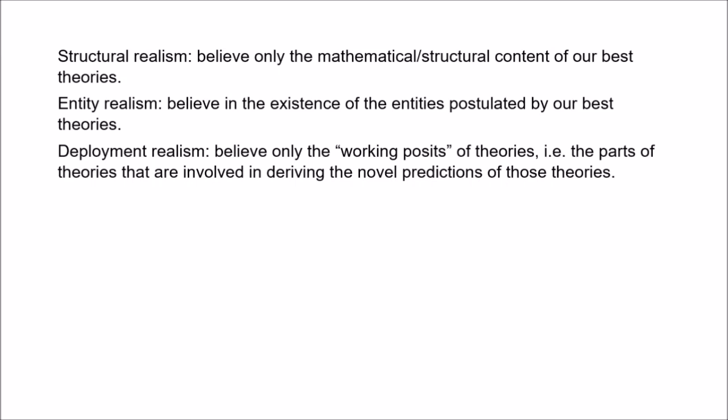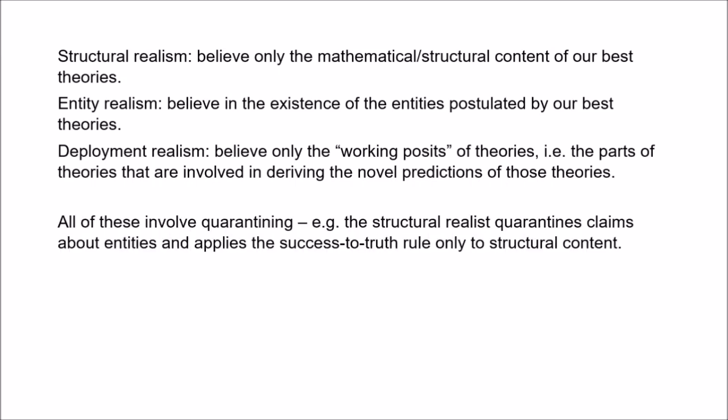Hence, Kitcher argues that we find that the working posits of past successful theories are retained over time, while the presuppositional posits that are not involved in deriving novel predictions may undergo significant change. Now, all of these responses involve different kinds of quarantining. The structural realist quarantines claims about entities and claims about the underlying natures of things and applies the success to truth rule only to claims about structure. And this does deal well with some possible counterexamples to the success to truth rule.